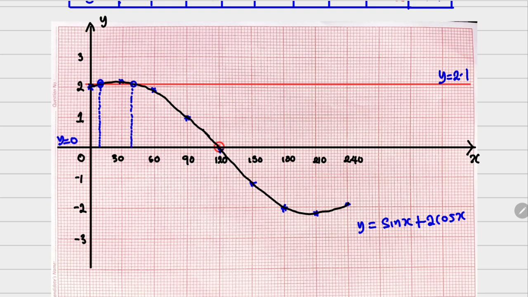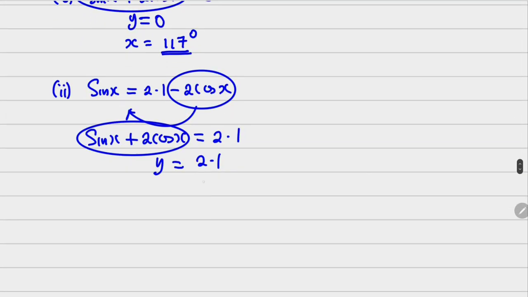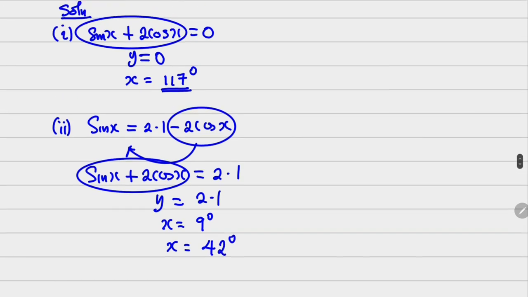Right about now, I have two different points which I'm going to pick. Now the first point is 9, and the second point, we have 4 lines after the 30 mark, so that should be 42. Those are my two answers. So I'll come down to this place, and at y equals 2.1, my x is 9 degrees, and my x is 42 degrees. These are my answers.